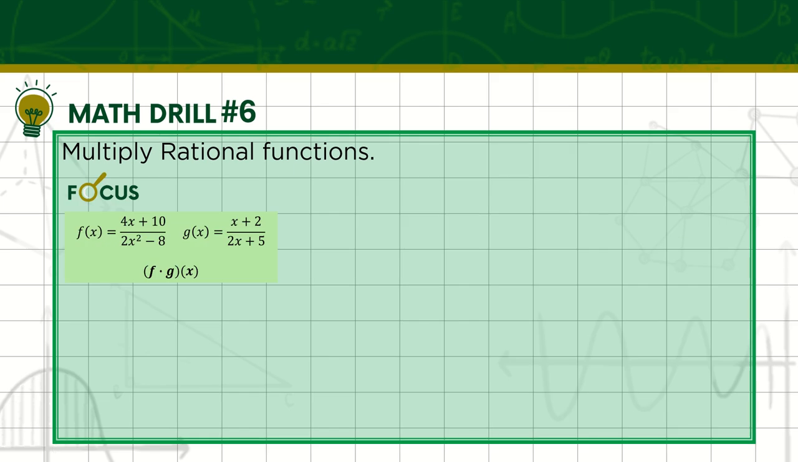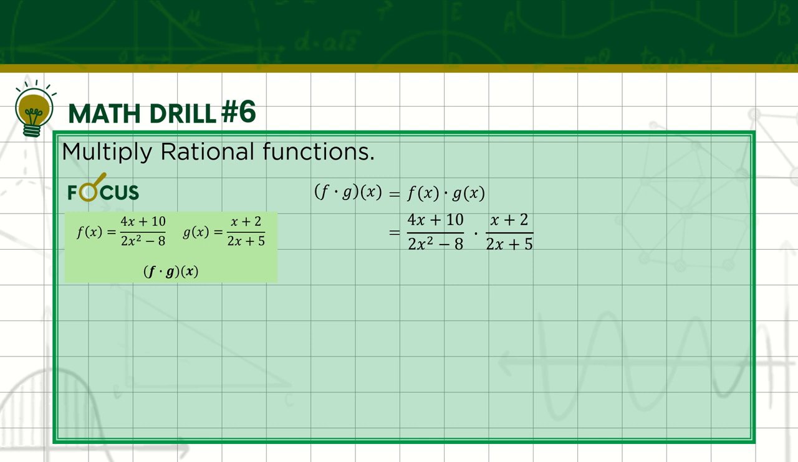To multiply f times g of x simply means that we need to multiply f(x) and g(x). Let us now substitute the value for f(x), which is (4x + 10)/(2x² − 8), and multiply it to the function g(x), which is (x + 2)/(2x + 5).